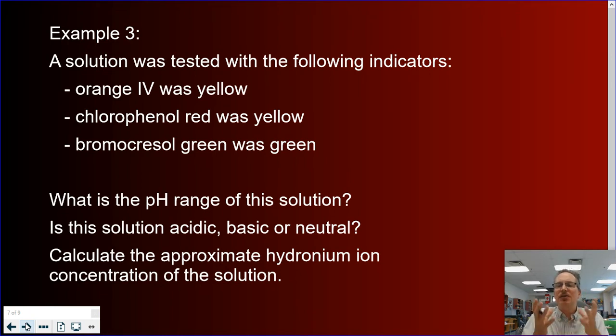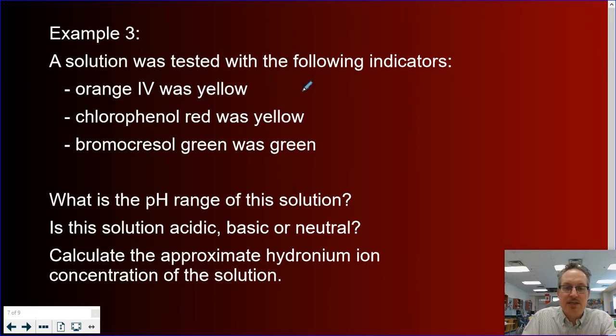So I have a solution. Think of it as a beaker, and I don't know its pH. So I'm going to pour a little bit into smaller beakers. In the first beaker, I'm going to add orange 4. In the second beaker, I'm going to add some chlorophenol red. And in the third beaker, I'm going to add bromocresol green. And they've all changed colors. We're going to use these clues to try to figure out what the pH range of this mystery solution is. So I'm going to find orange 4.